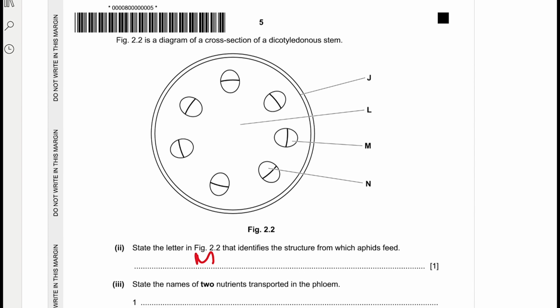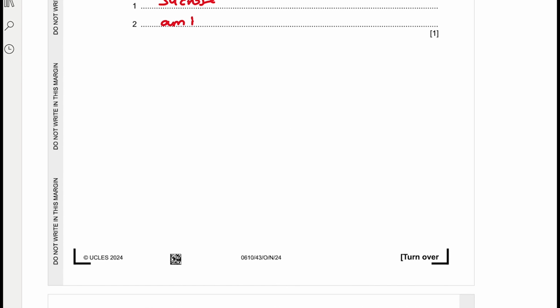State the names of two nutrients transported in the phloem. Alright, so we need to know what is usually transported in the phloem, right? What is transported in the phloem is like sucrose and amino acids. So we'll name that amino acids. Alright, so we go further.